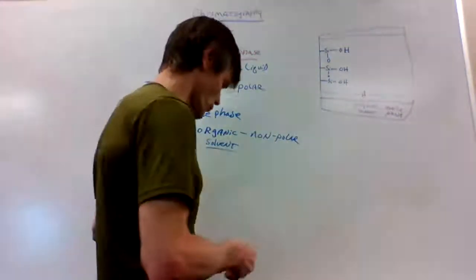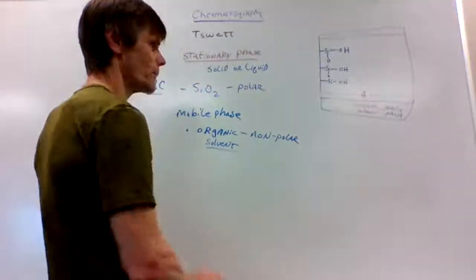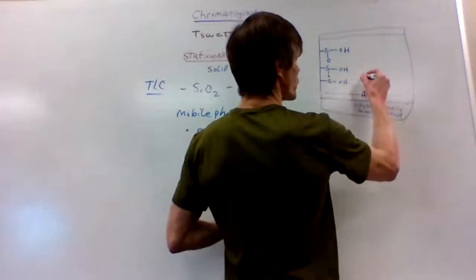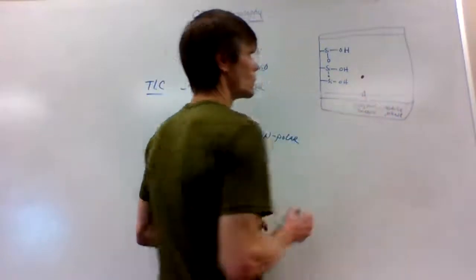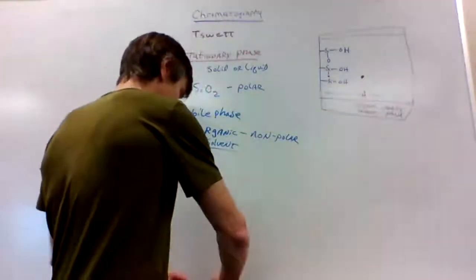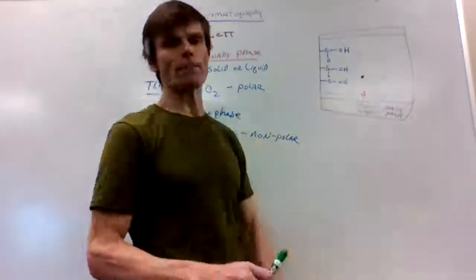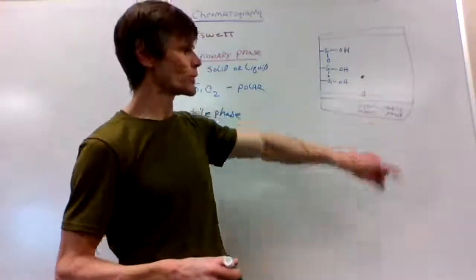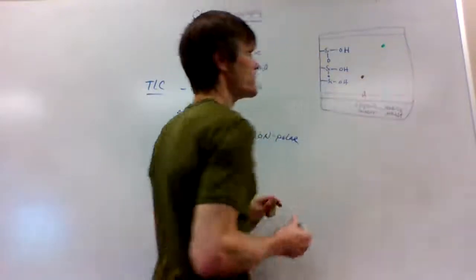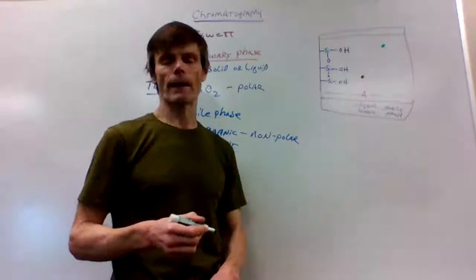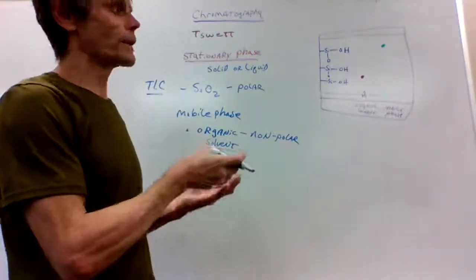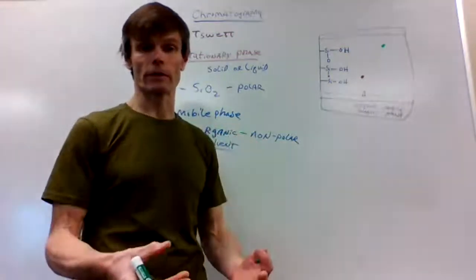And so let's just assume that A is more polar than B. A will move slowly up the plate, and we might see a spot there. B, which may be a compound that's less polar, would spend more time in the mobile phase, and B would move further along that plate. And so this essentially discusses how thin layer chromatography works.